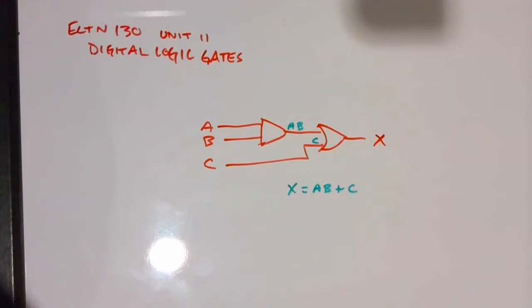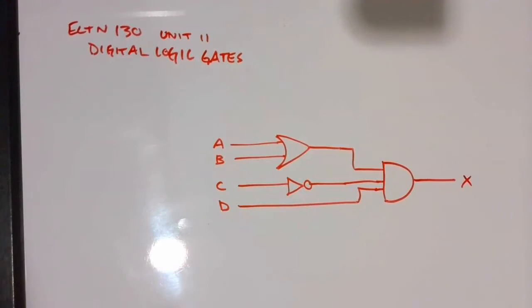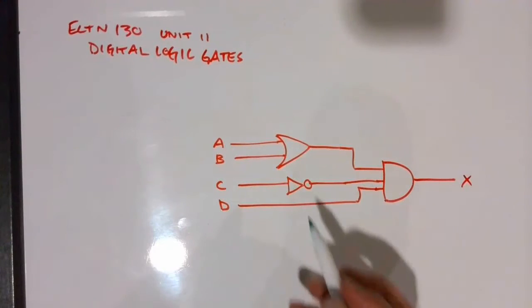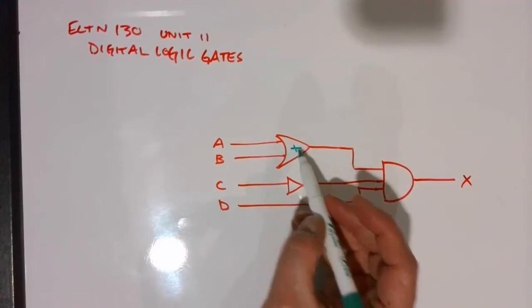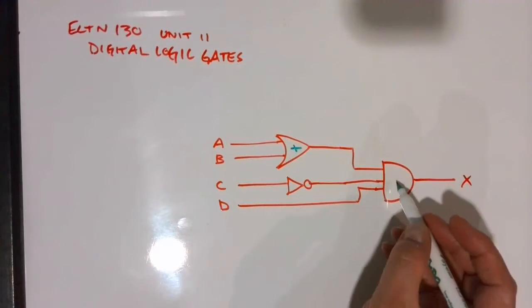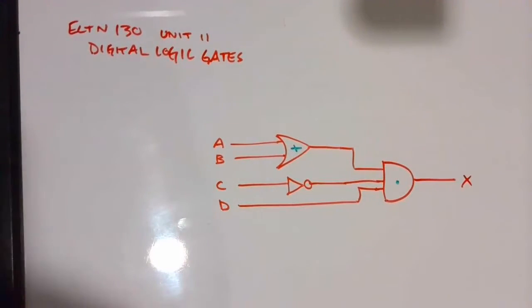Now let's do a little bit more of a complicated example. Okay, in this case we have four gates. A good starting point here is to make sure you know the type of gate that you're starting with. So we know that's an OR gate, so we can write that as a plus symbol, even though that represents OR. And this is an AND gate, which is multiplication. The inverter simply inverts the signal.